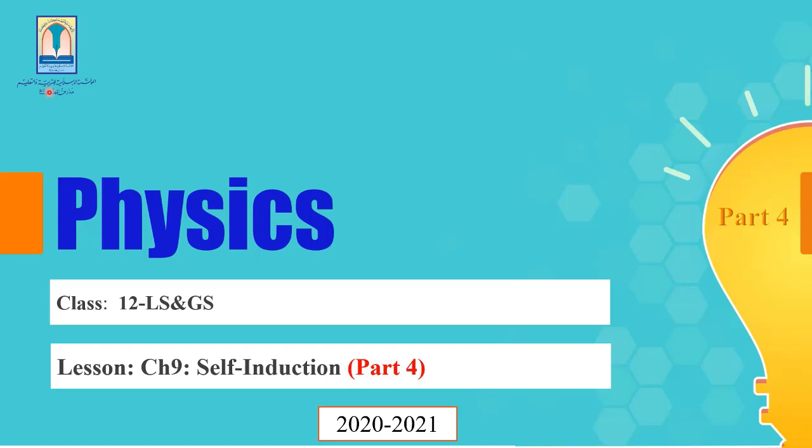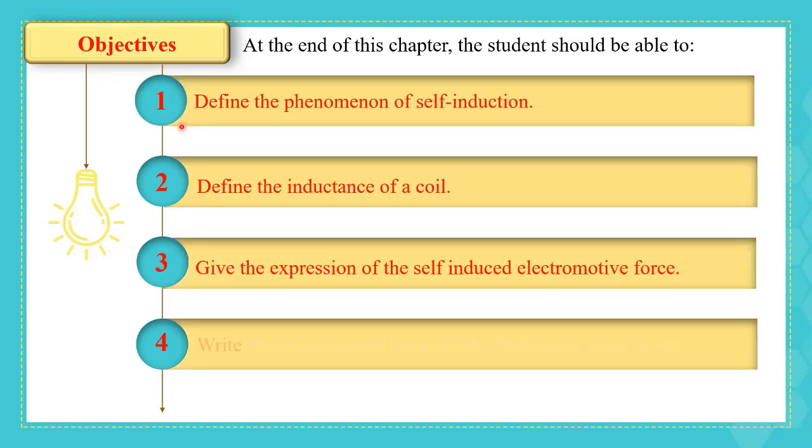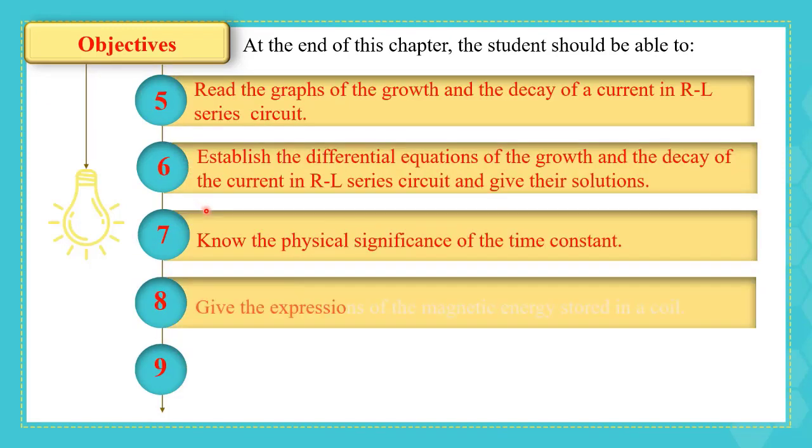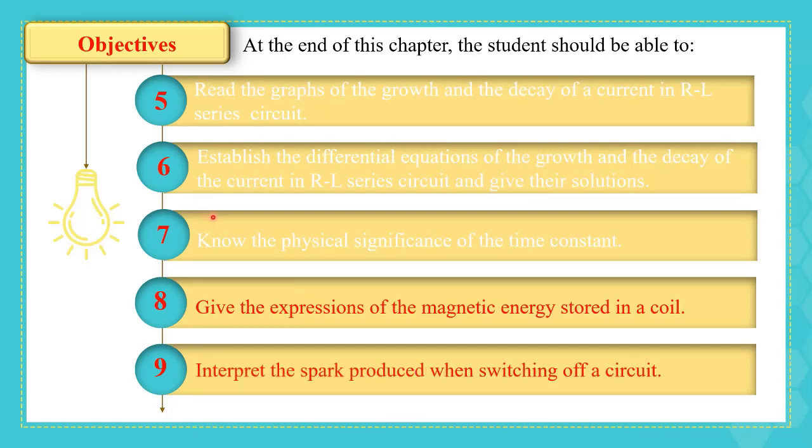Welcome to the fourth part of Chapter 9, Self-Induction. At the end of this chapter, the student will be able to give the expression of the magnetic energy stored in a coil, and interpret the spark produced when switching off a circuit.